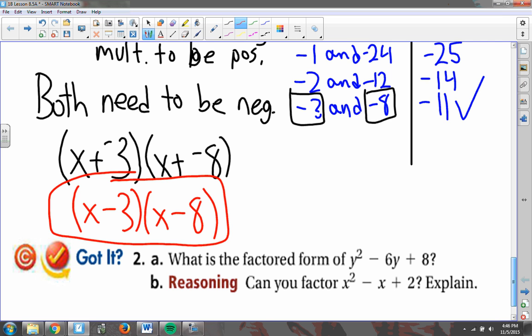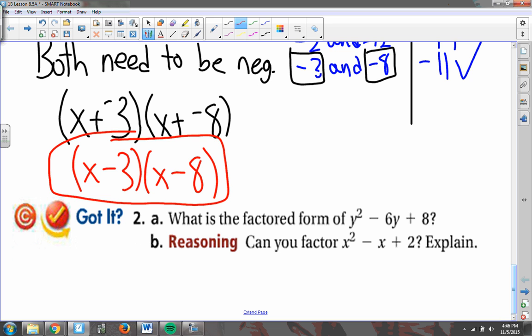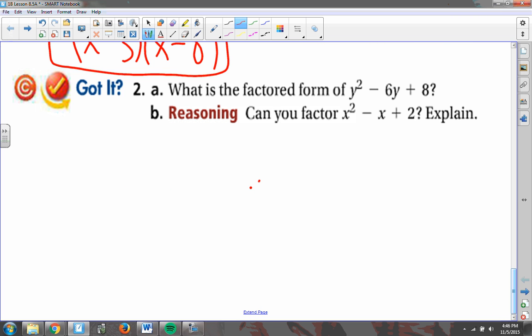Okay. Now I'd like you to take a look at the got it number 2 questions, which are right near the middle of page 513. This is page 513. Letter A, I would like you to factor this equation here. And letter B, explain to me why you can or cannot factor that next equation. Pause the video, take a look at those two, come back and I will show you the correct answer.